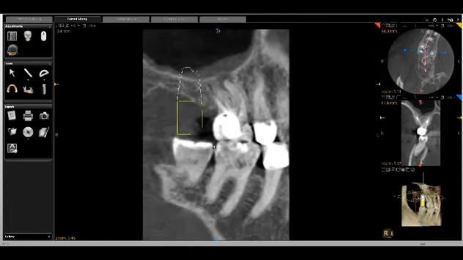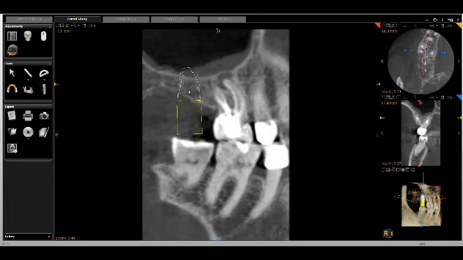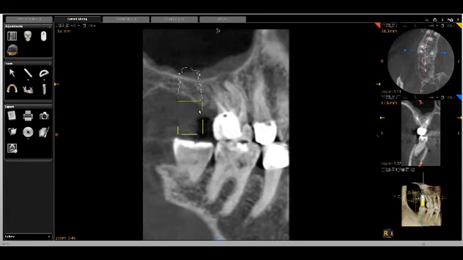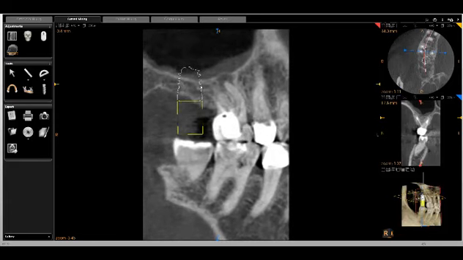that shows just how useful a cone beam can be in treatment planning cases. The white area outlined here represents the optimal position of the implant. This particular treatment plan includes a simultaneous internal sinus lift to ensure adequate bone around the implant.